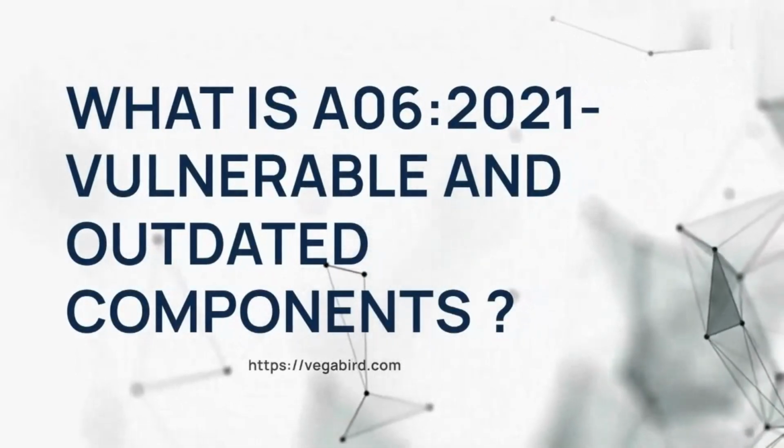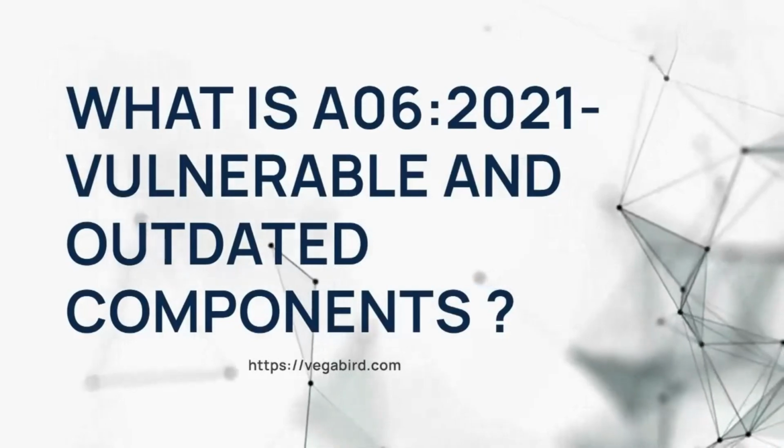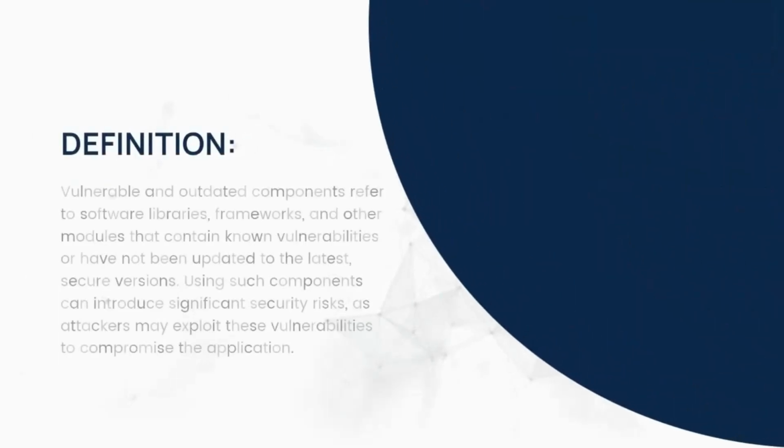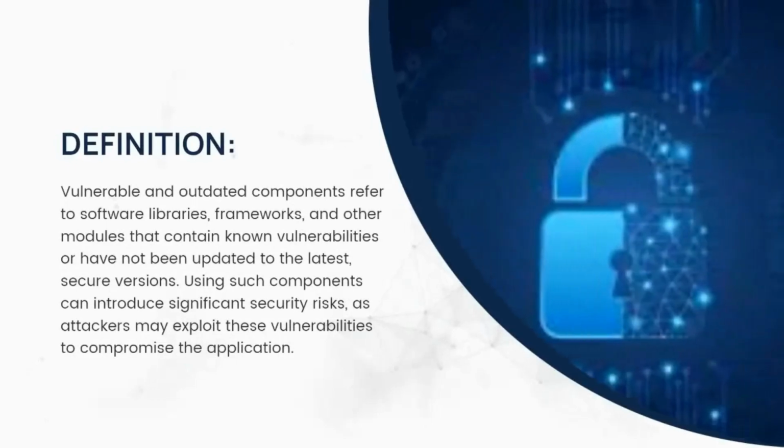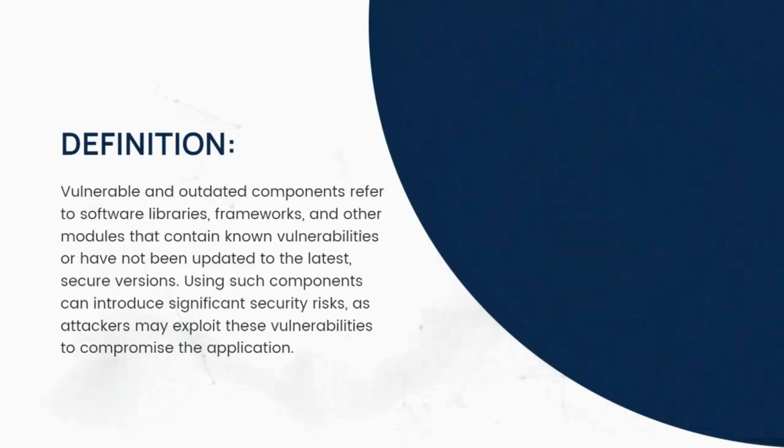What is A06:2021 Vulnerable and Outdated Components? Definition: Vulnerable and outdated components refer to software libraries, frameworks, and other modules that contain known vulnerabilities or have not been updated to the latest, secure versions. Using such components can introduce significant security risks, as attackers may exploit these vulnerabilities to compromise the application.